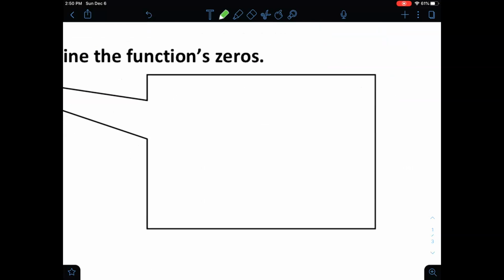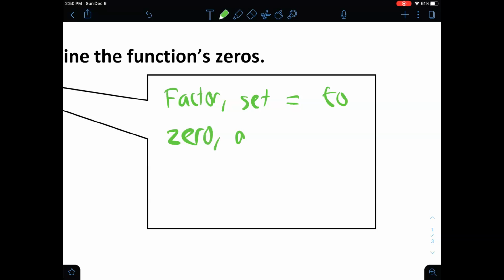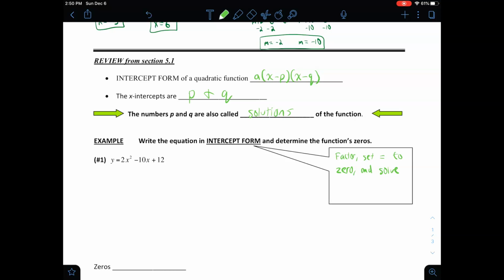Okay, well, we're going to fill in the box here. We're going to factor, set equal to 0, and solve. Factor, set equal to 0, and then you're going to solve. That's how we solve these kinds of problems here, okay?